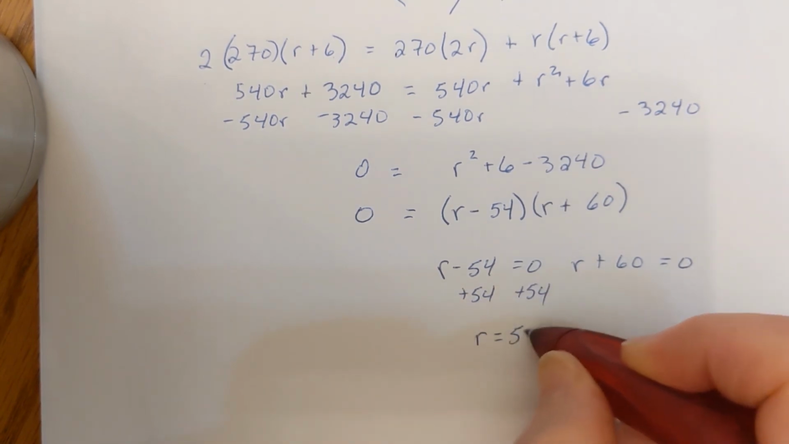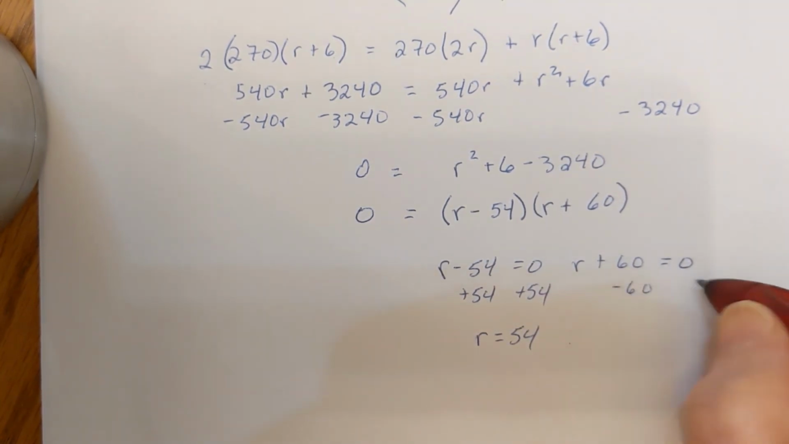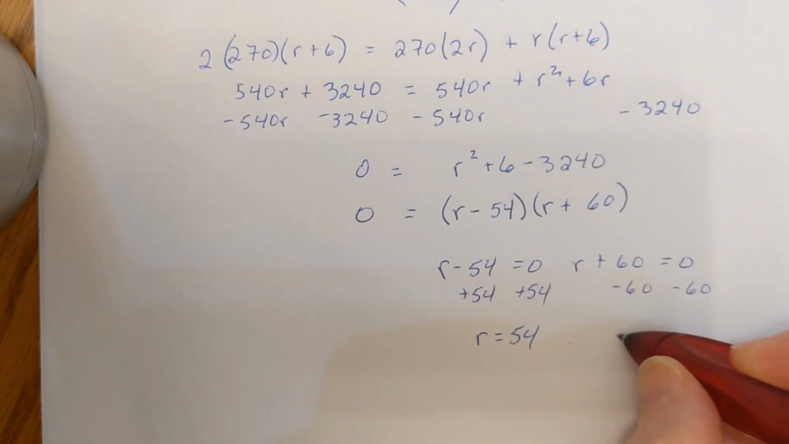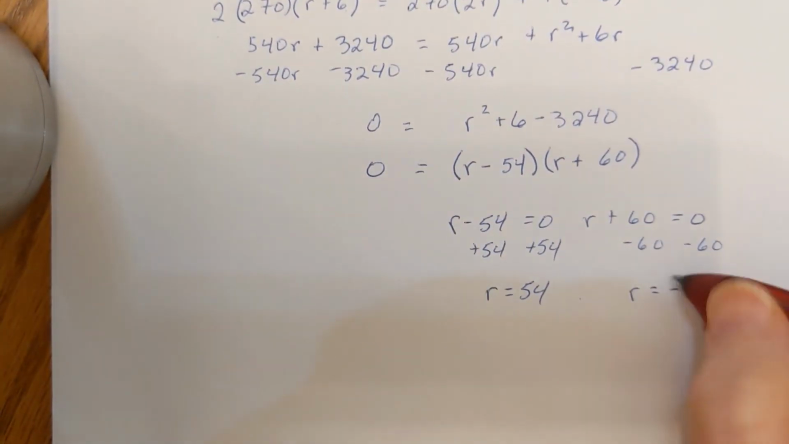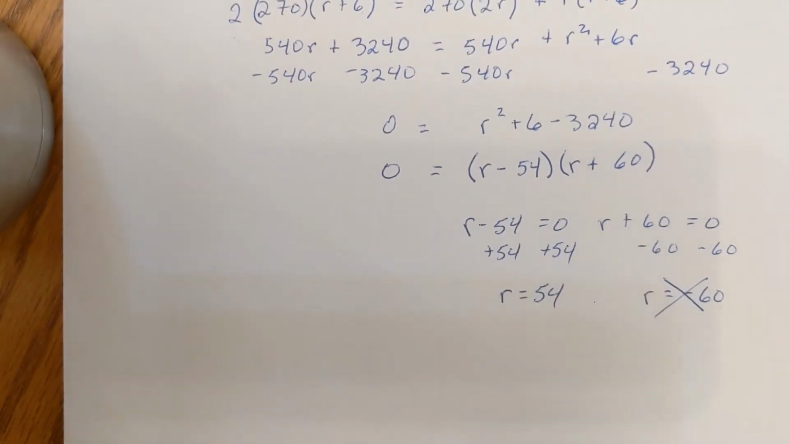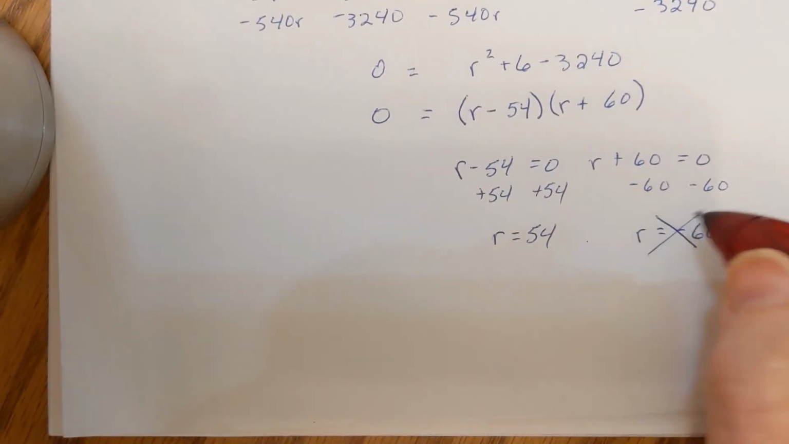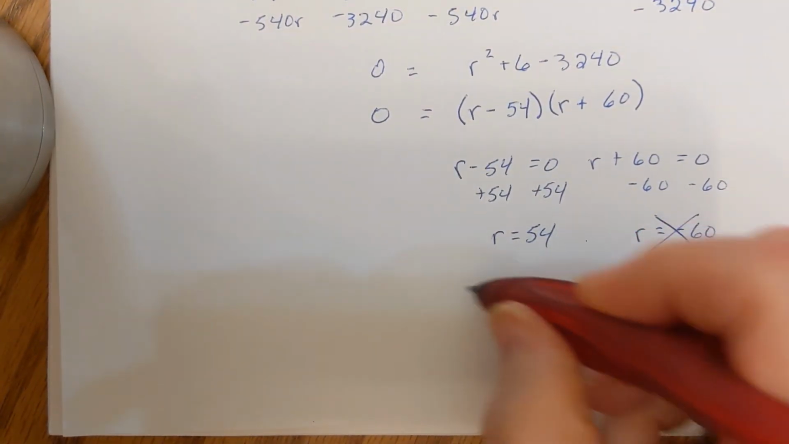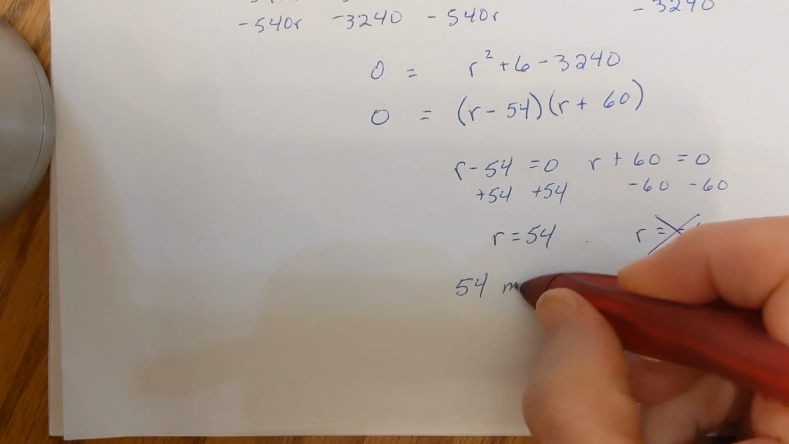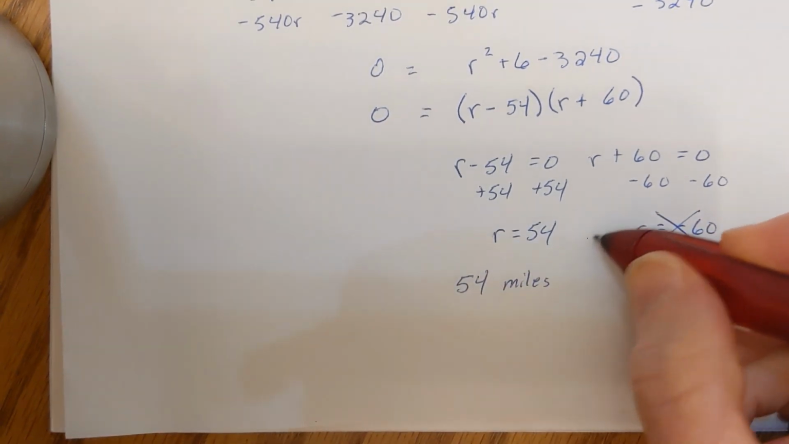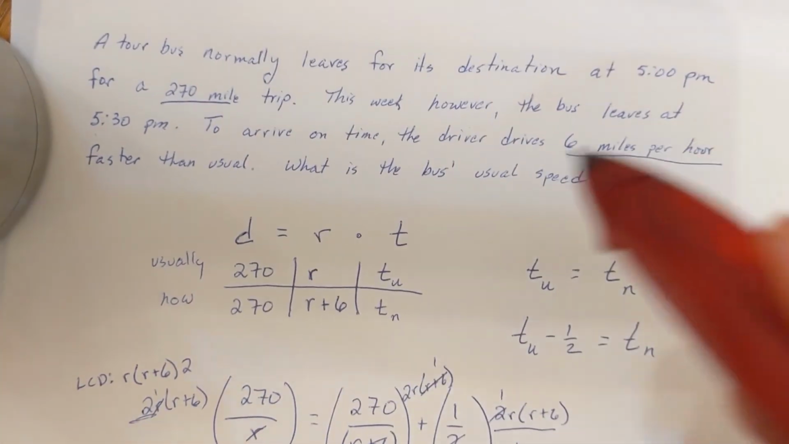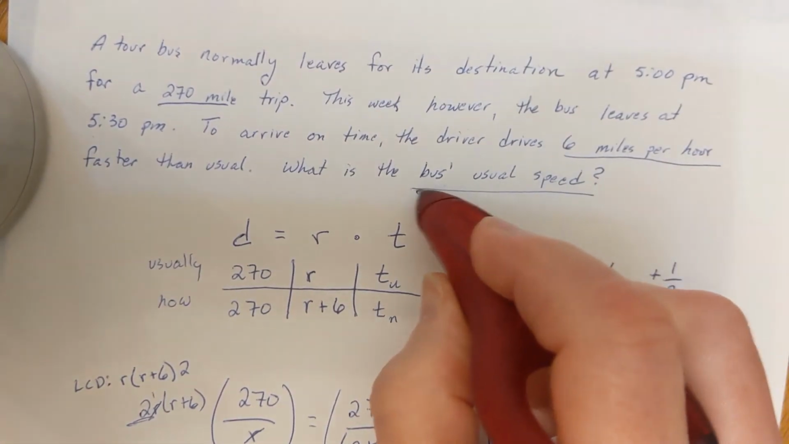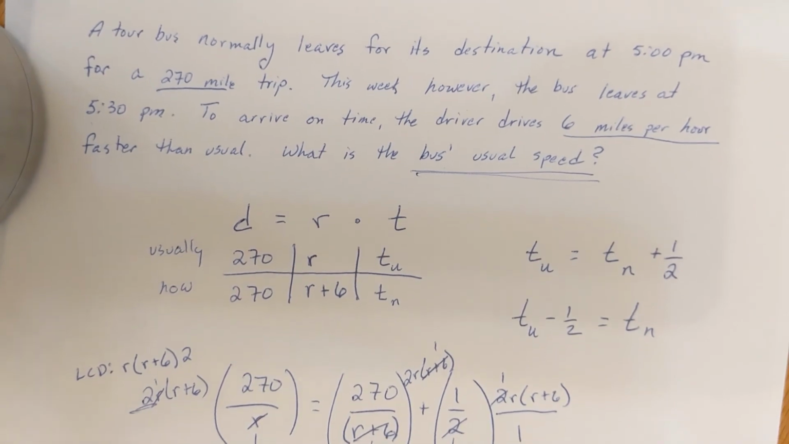R equals 54, or R equals negative 60. We are not going negative 60 distance. We are going speed, sorry. We are going 54 miles per hour. That's my usual speed. We check up here, and yes, I want the bus's usual speed. So the answer is 54 miles per hour.